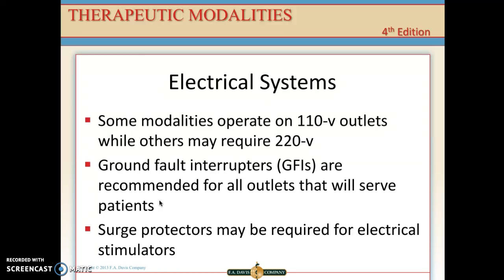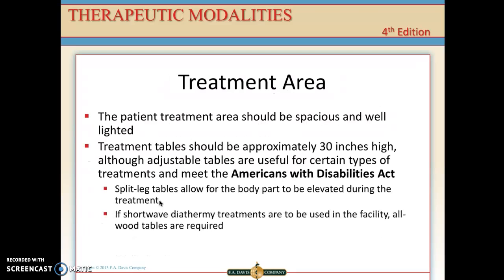The biggest thing that you probably need to pay attention to, though, with your electrical outlets is not so much the 110 or the 220, although if you're doing building design, you would definitely have to pay attention to that. But we also want to pay attention to this concept of ground fault interrupters, or GFIs. They are recommended for all outlets that will serve patients. They're especially important in areas where there may be water. So your hydrotherapy area needs to have electrical outlets that are 3 feet, 4 feet off the floor, and that also have ground fault interrupters in them. Surge protectors may also be required for electrical stimulators.